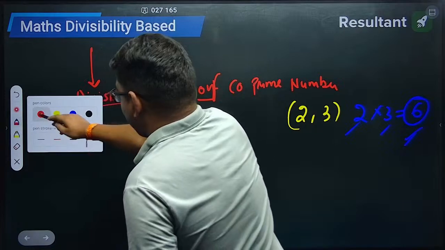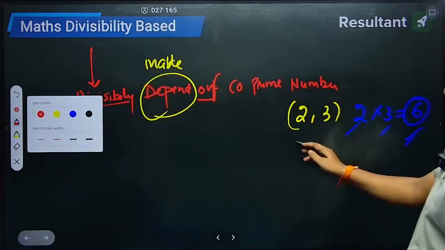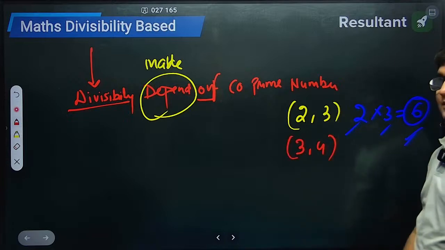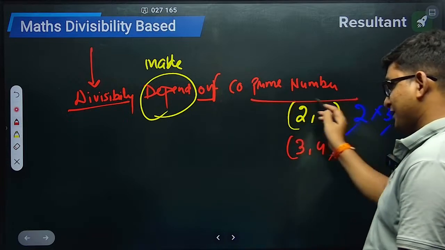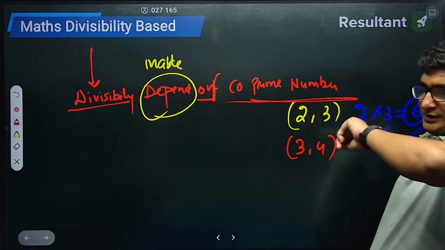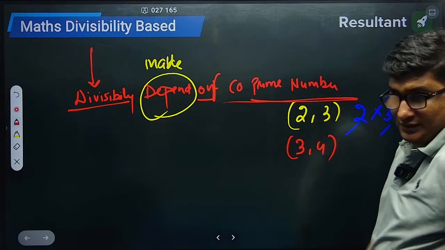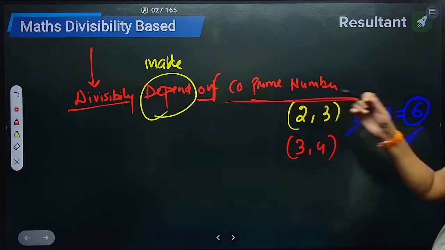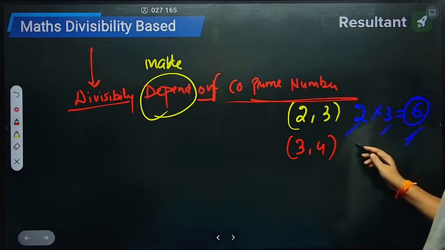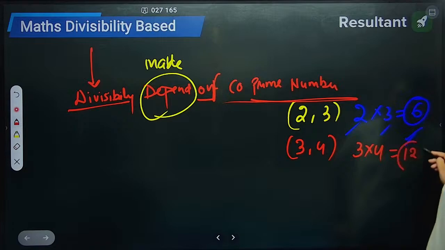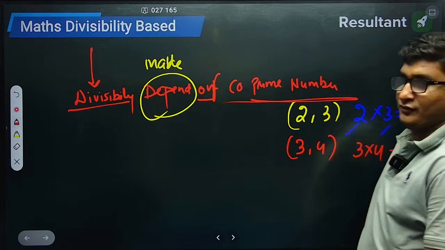If you want to check the divisibility of 12, you can see 3 into 4. Which category of numbers is this? Co-prime numbers. Co-prime means no other number can divide both numbers together. So if 3 and 4 are co-prime numbers, the divisibility of multiplying 3 into 4 becomes 12. The divisibility of 12 comes from using 3 and 4.